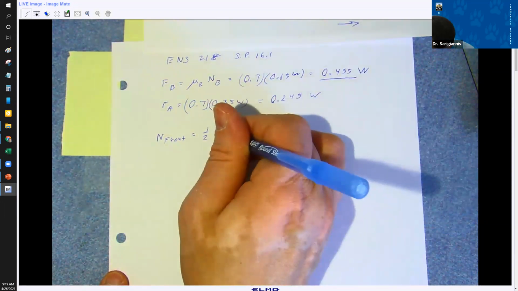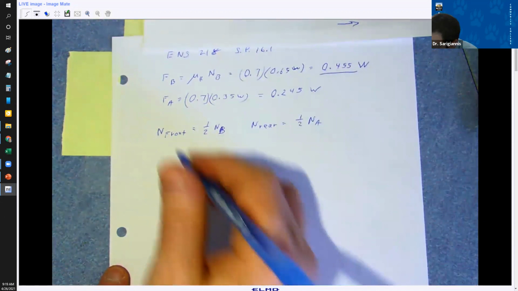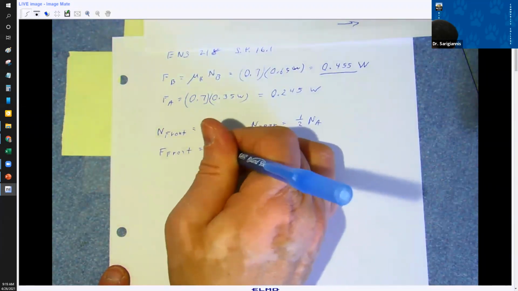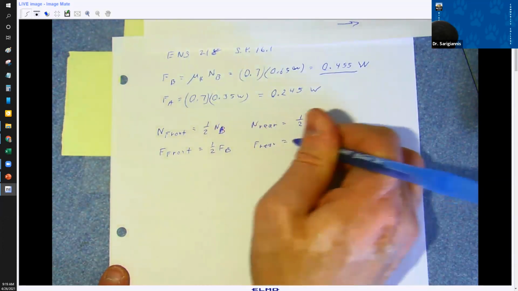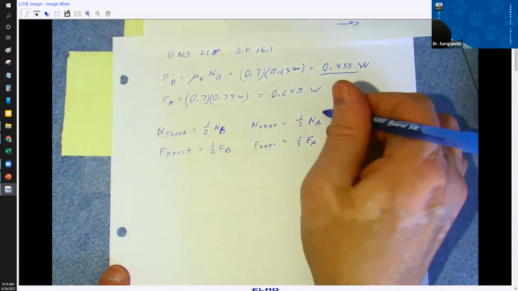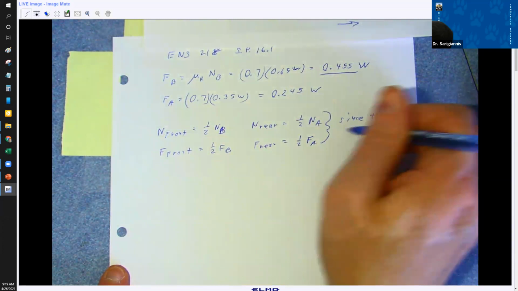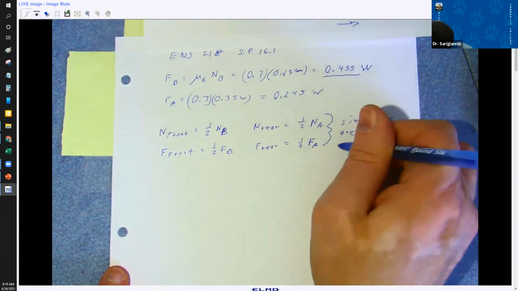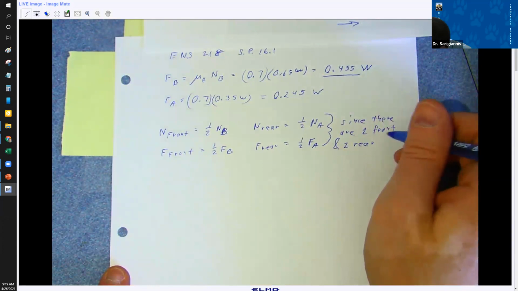Oh, this is NB. Same thing with the frictional force, since there are 2 front and 2 rear wheels.